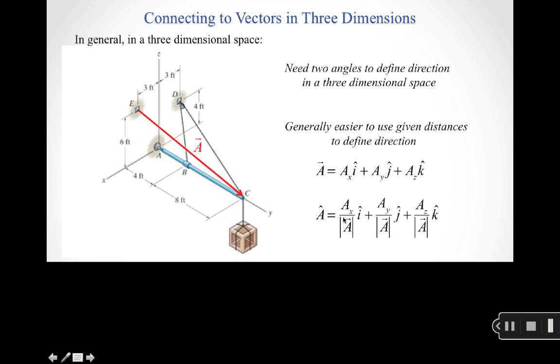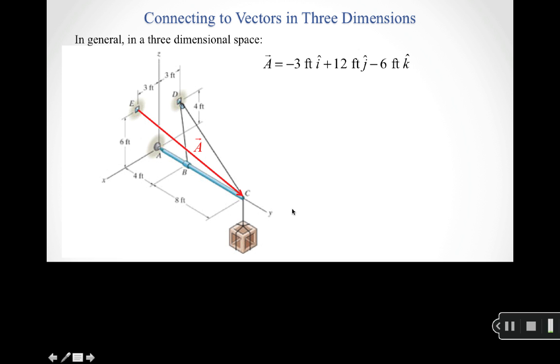So it's easy enough to define A in terms of my distances, and then since I can calculate the magnitude of vector A, I can calculate the unit vector. Again, just as a simple example, if we start at E and go to C, in the x direction, I need to actually go back 3 feet in the negative x. E is at a positive 3 feet in x, so I'm moving in the negative x direction. So the x component for vector A is going to be negative 3 feet.